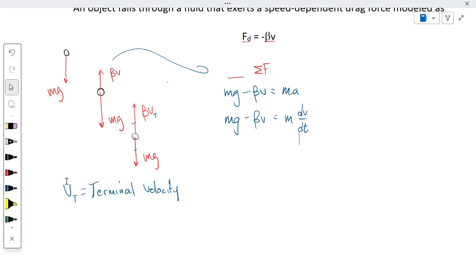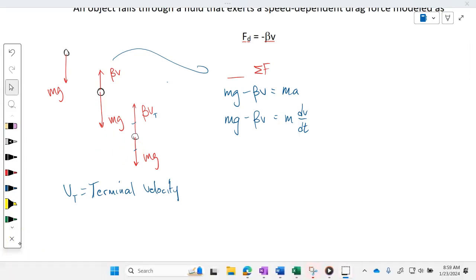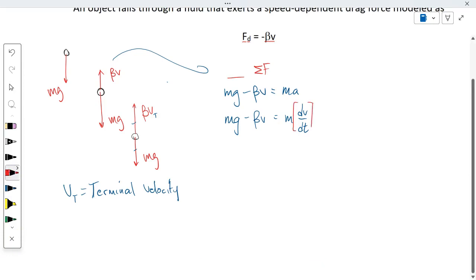And the methods are similar to what we've done before. We're going to end up separating these variables. But I want to talk to you about some specific approaches that I found that make things easier to handle. First, as we mentioned, we're going to have to separate these variables. So I'm going to multiply both sides by dt, and we'll get mg minus bv dt is m dv.